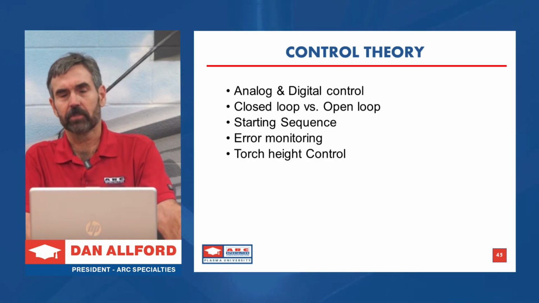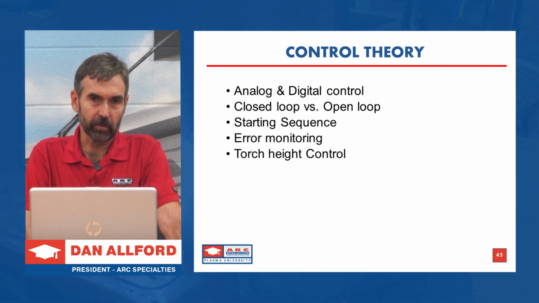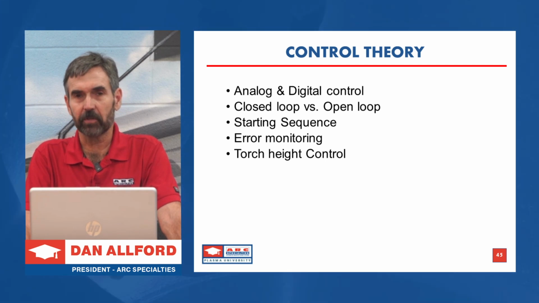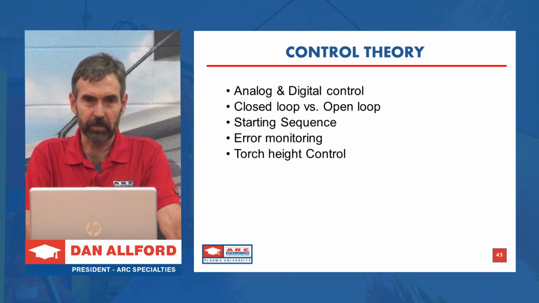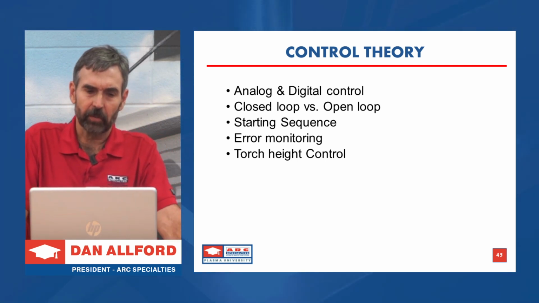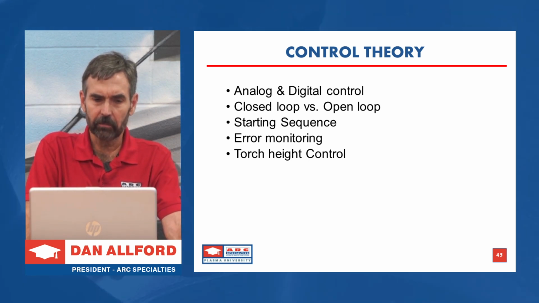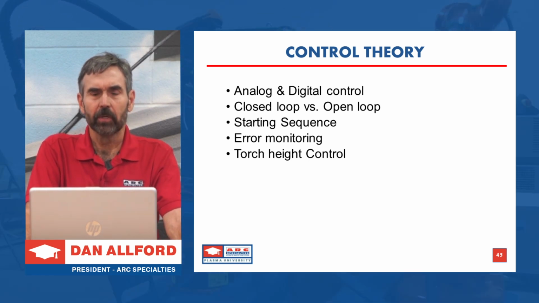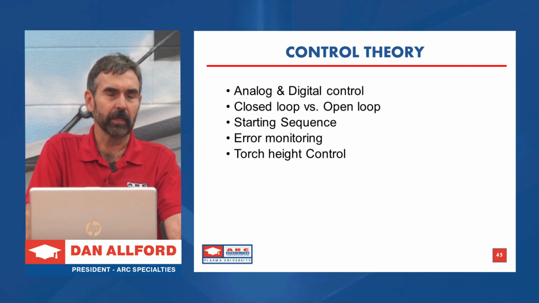Plasma welding is seldom used as a manual process, so we need to go into some of the control theory, both of how we control the welding power supply as well as how we control the motion of the torch. So I'm going to cover a few of these points today because it's part of the process when you're automating welding. We're going to talk about analog and digital control. We'll talk about closed loop versus open loop. Talk about starting sequence. With plasma, it's quite a complex starting sequence, and it's kind of good to know what goes on behind the scenes.